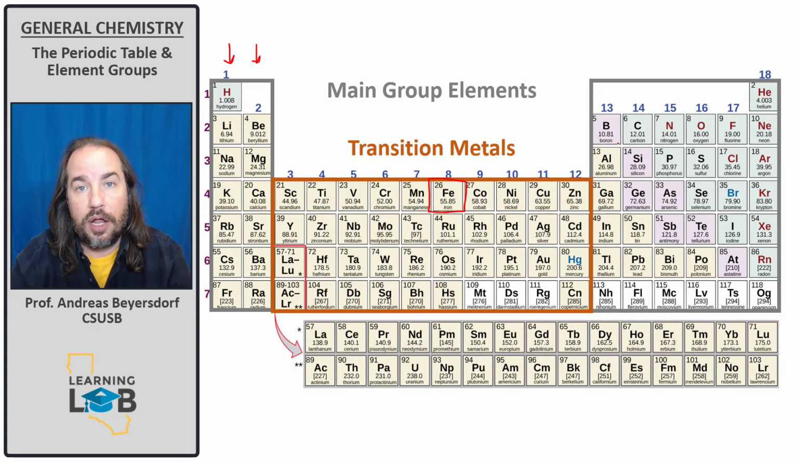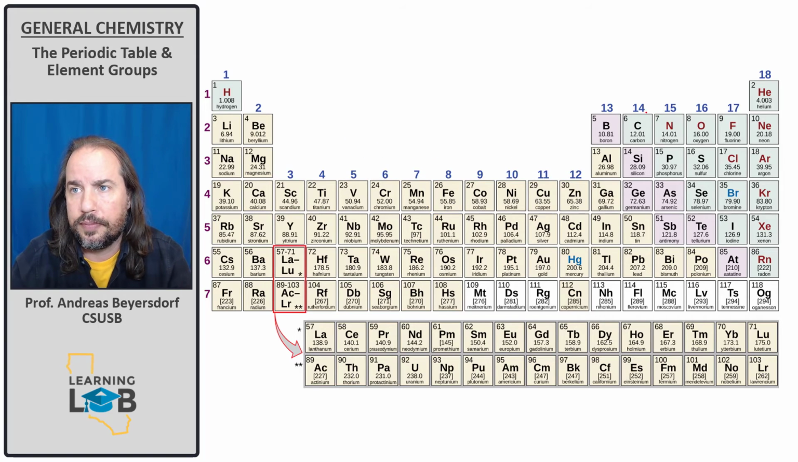The main group elements, in comparison, have very defined properties. So we know nitrogen always has very similar properties no matter what it's bound to.